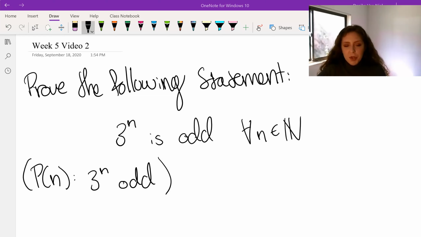Hi everyone. So now I'm going to give you an example. Prove the following statement: 3 to the n is odd for all n in the naturals.